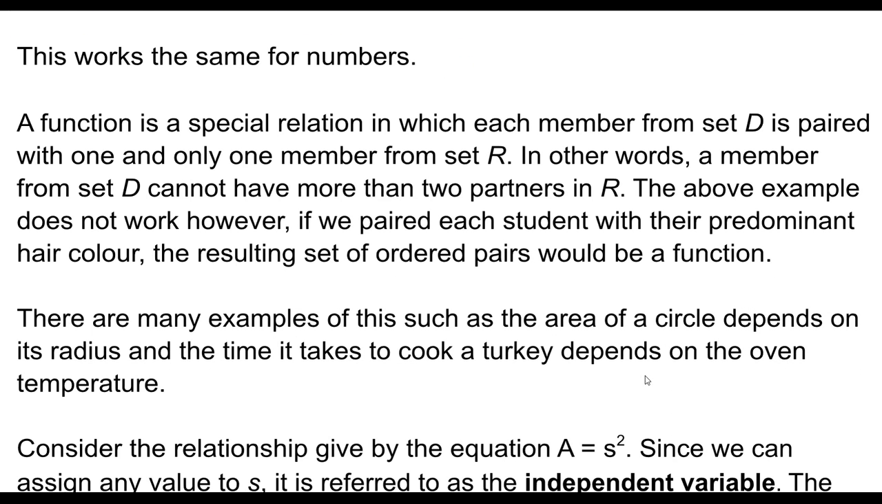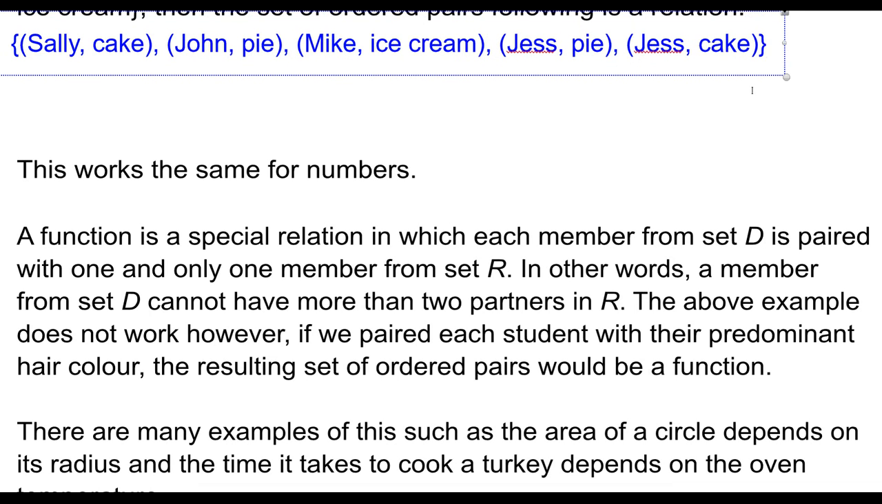So a function is a special relation in which one member from set D is paired with one and only one member from set R. So in other words, a member from set D cannot have more than one partner in R. The above example does not work, however. If we paired each student with their predominant hair color, the resulting set of ordered pairs would be a function. Because Jess likes both pie and cake, it's not a function. However, so long as they didn't have crazy multi-hair colors going on, it should only align with one hair color.